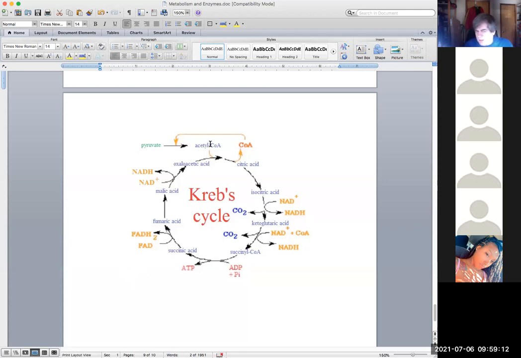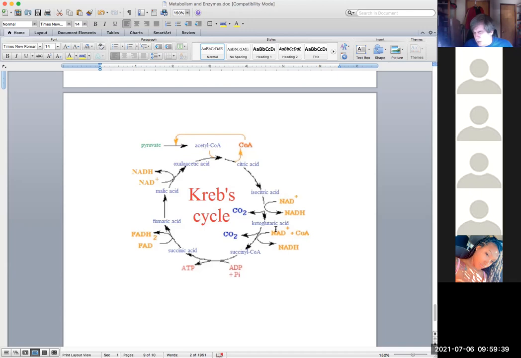Well, let's think about this acetyl group. Acetyl has 2 carbons in it. So what's going to happen to these 2 carbons? They're going to come in as acetyl. They're going to leave as carbon dioxide. So these 2 carbon dioxides represent the 2 carbon atoms that came in as part of acetyl.